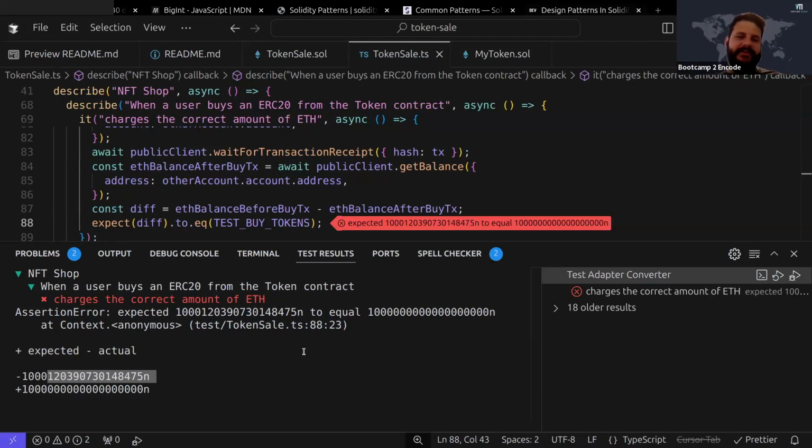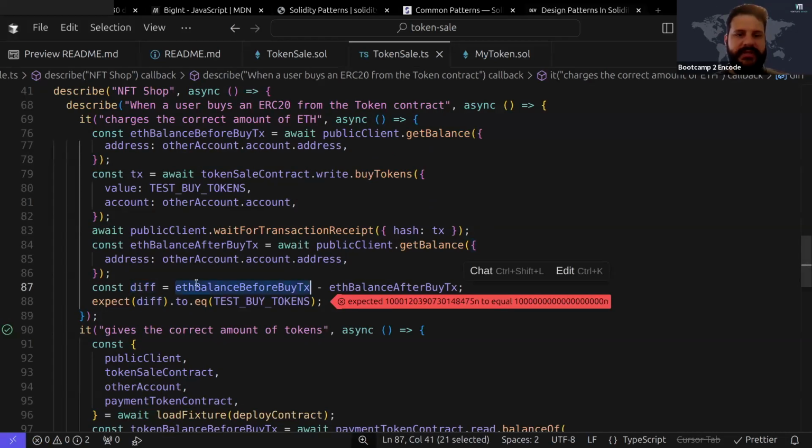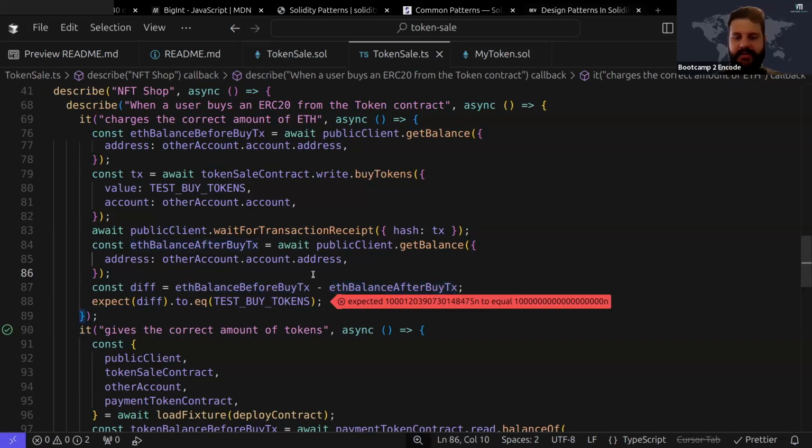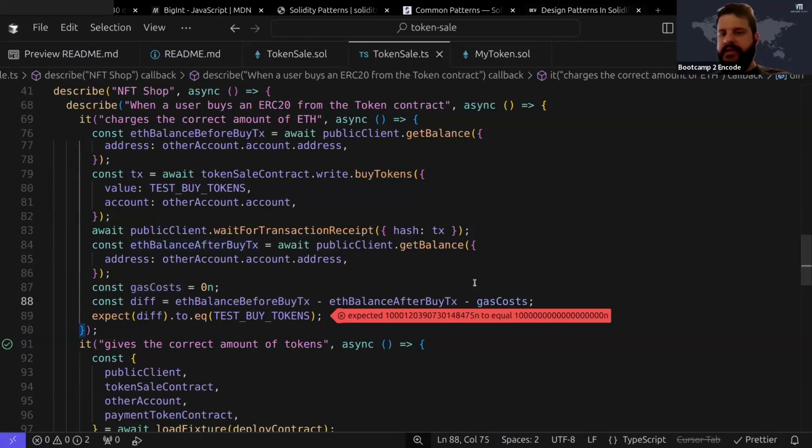Just kidding. I'm paying for the transaction because it's payable, and I'm also paying for the block space because it's also payable. It's incentivized by the blockchain. Remember lesson 1? So here we need to account for both. So the difference would be equal to this minus the gas costs. 0n for now. But I could pick the gas costs here, okay?